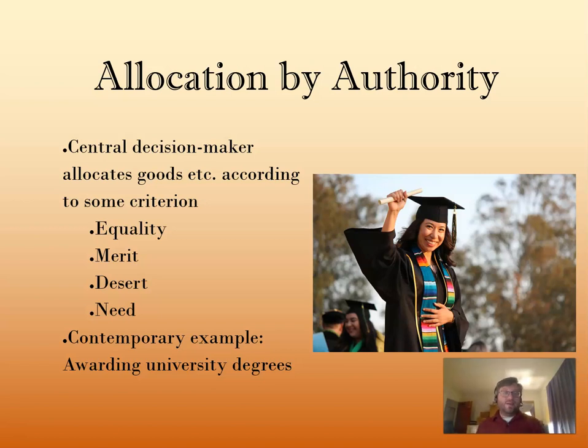You could allocate it according to other criteria, right? You could show favoritism towards certain students. That would be frowned upon, but that could be done. You could give everybody exactly the same grade, an equality criterion. Again, probably frowned upon, but you could do that. And then the university administration will put all those grades together. And if you earn good enough grades in the right combination of classes, it'll say that you now deserve this degree. And so we as a society have decided that allocation by authority is the right way to distribute university degrees, right?